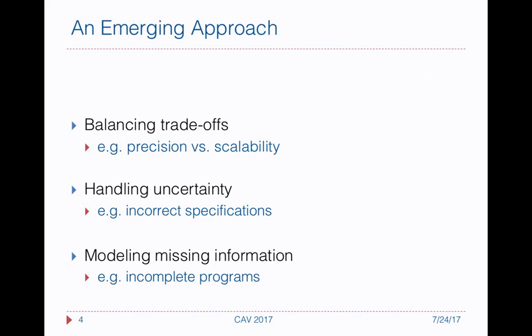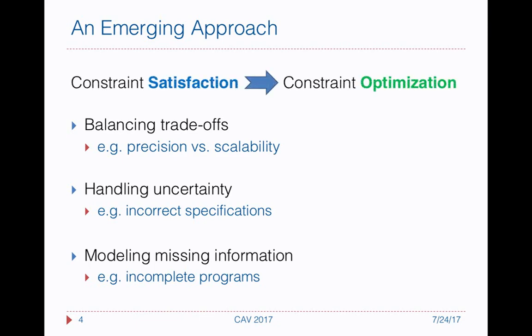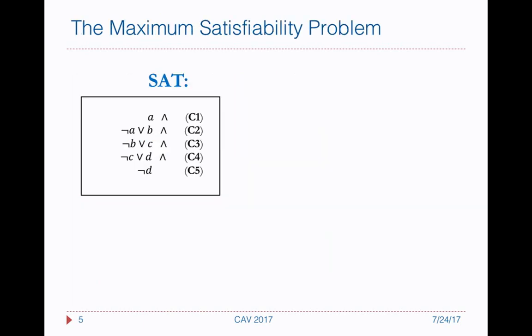So an emerging approach to handle these problems is to replace constraint satisfaction by its generalization, which is constraint optimization. And in this world of constraint optimization, all of these problems can be treated as objectives that you want to minimize or maximize. Okay? And you see this paradigm quite often in recent years. There are many applications of constraint optimization problems. There's an entire conference dedicated to it called Constraint Programming. Z3 now supports objective functions and so on.